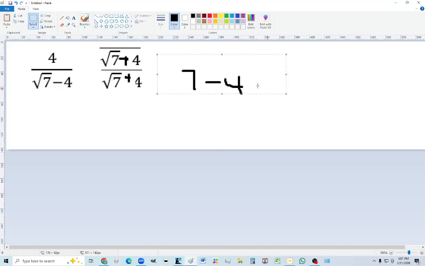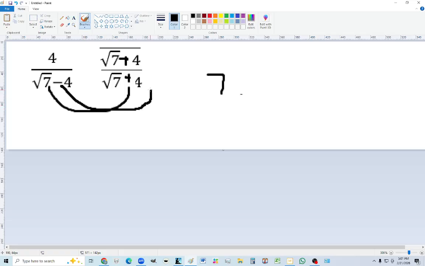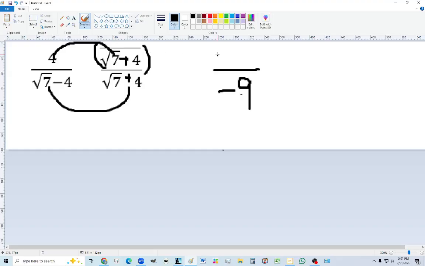Looking at the bottom first, square root of 7 times square root of 7, 7. The middle terms will disappear. Minus 4 times plus 4, minus 16. What's 7 minus 16? It is minus 9. So at the bottom, I'm going to have a minus 9. We don't like minuses at the bottom. Up top, remember that I have to multiply in a distributed form. I get 4 square root of 7 plus 16.